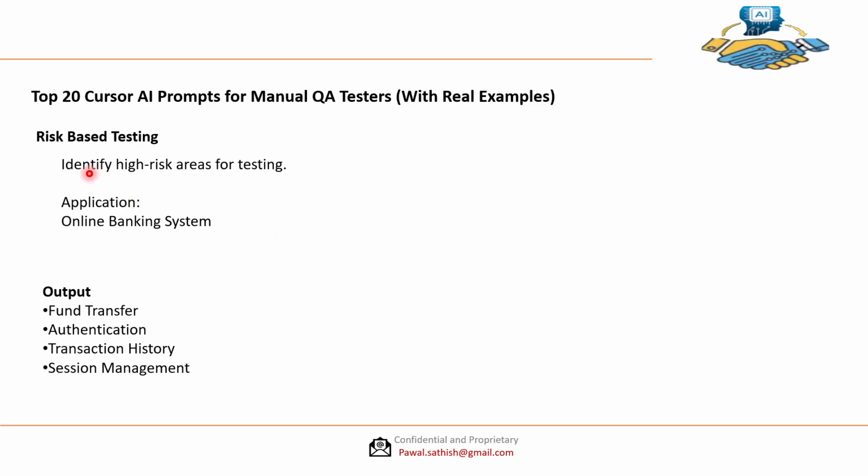Then we'll also use Cursor AI for risk-based testing. Okay, so we'll simply mention the prompt: identify high-risk areas for testing, and we'll give the application or our module name. Okay, then definitely it will give the output.